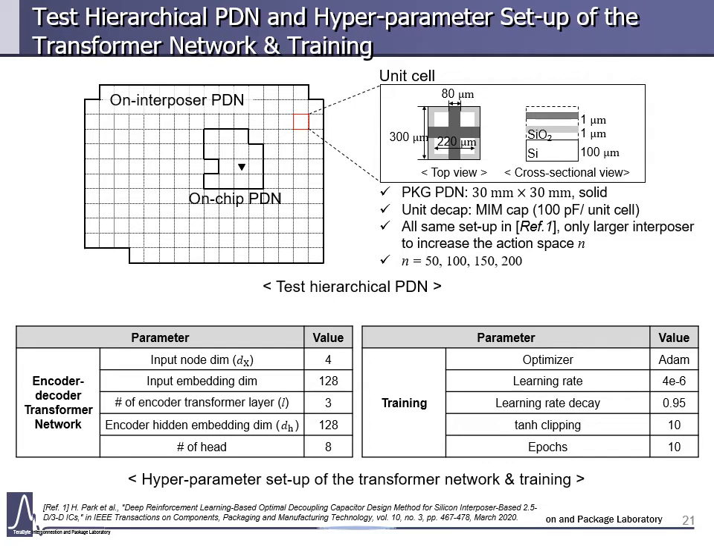We vary the size of action space n equals 50, 100, 150, and 200. The lower table shows the hyperparameter setup of the encoder-decoder transformer network and that of the training. The thing we want to emphasize is that we share the same hyperparameter setup for all the cases of the action space. This can potentially lead to a reusable, scalable, and flexible policy model.